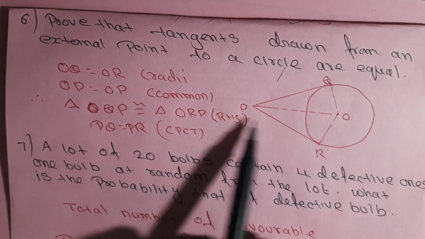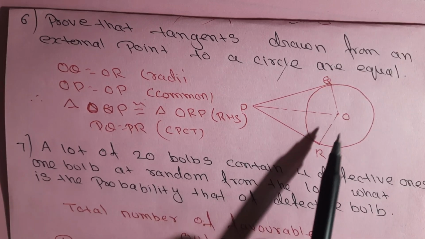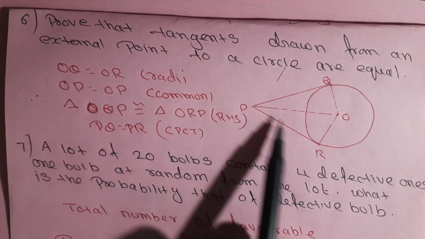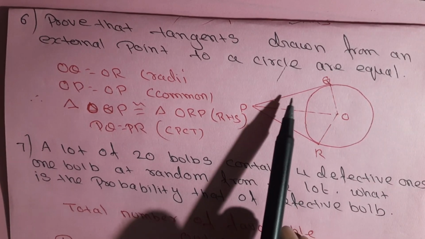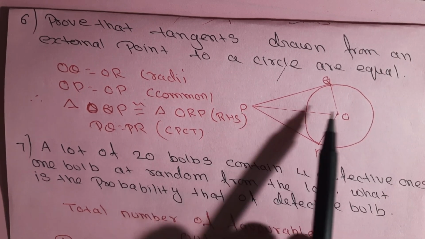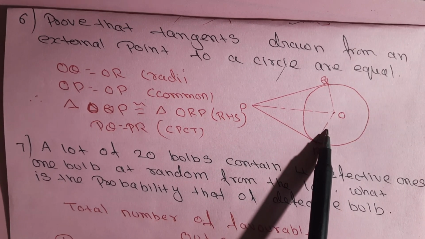So we know that here in the circle, OQ and OR. Here we got two triangles, one is POQ and the other is PRO. If you prove these two triangles congruent, automatically by CPCT you will see that these two are equal. Now say this is the radii. In these triangles, this is equal to this.